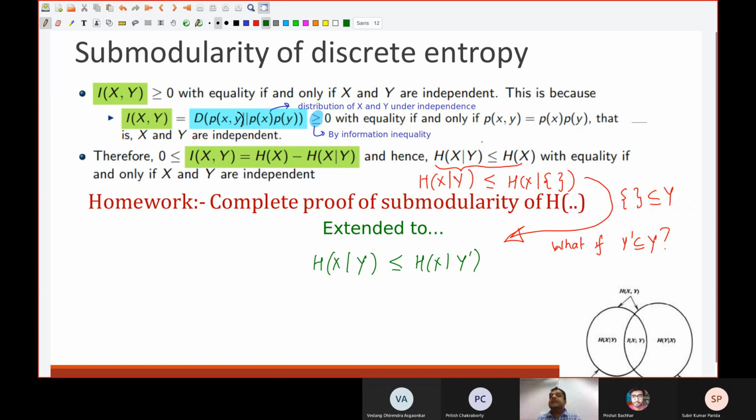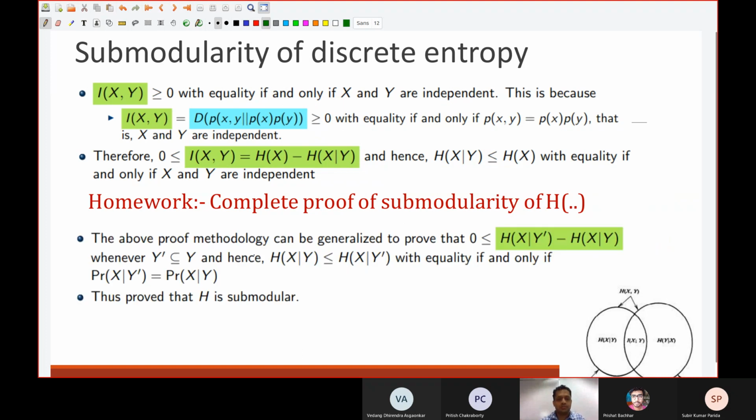You'll have to define something like conditional divergence. So we had D of P(X, Y) from D of P(X)P(Y). Imagine now you condition the KL divergence. So the above proof methodology can be generalized to prove that H of X given Y prime minus H of X given Y is greater than or equal to 0 whenever Y prime is a subset of Y.